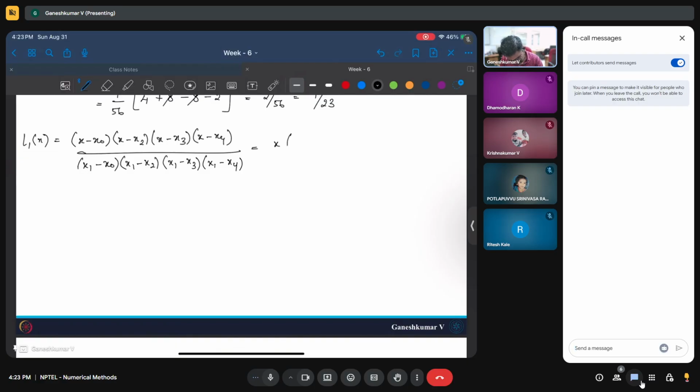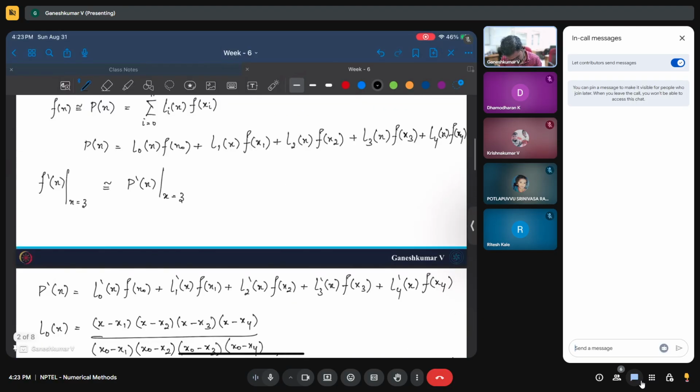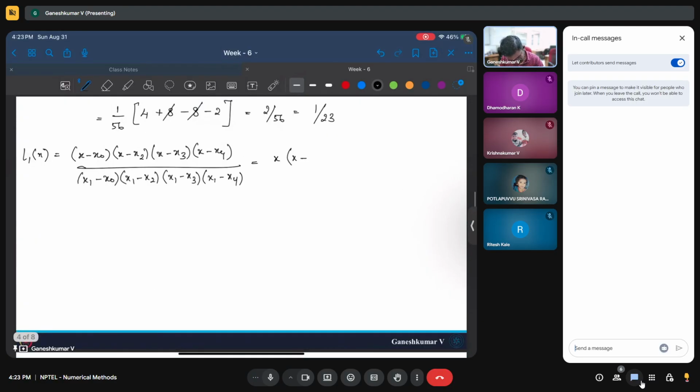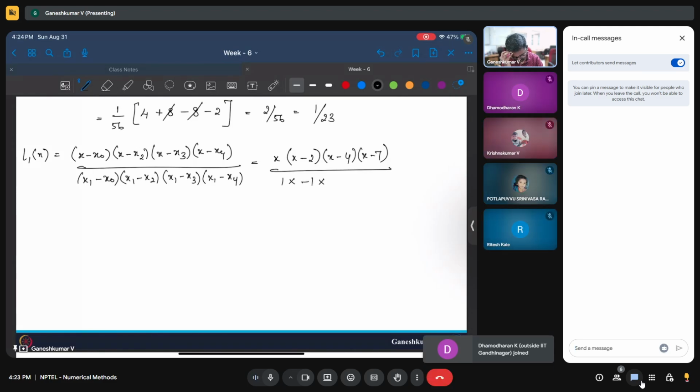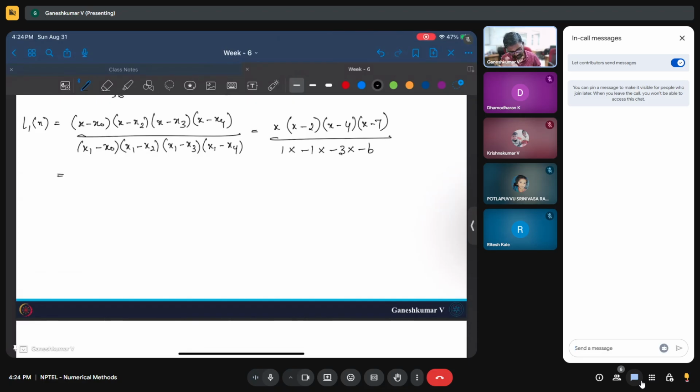So it's going to be x times x minus x2, which is 2. x3 is 4, and x4 is 7, divided by x naught, which is 0, so this is going to be simply 1. And 1 minus 2 is minus 1, 1 minus 4 is minus 3, and 1 minus 7 is minus 6. So this is going to be minus 1 by 18, minus 1 by 18 into x, x minus 2, x minus 4, x minus 7.